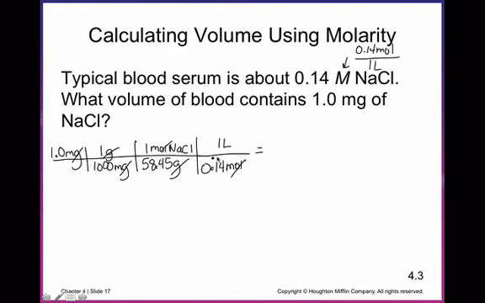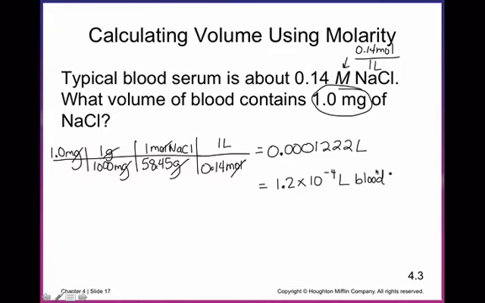So if I do that math, 1 divided by everything on the bottom, I'm going to end up with a really tiny number, which I should, because I'm only talking about 1 milligram, which is not a very big amount. So 0.000122 liters. And I should definitely write that in scientific notation. Times 10 to the negative 4 liters of blood. So that's your final answer. 1.2 times 10 to the negative 4th liters of blood would contain 1 milligram of sodium chloride.